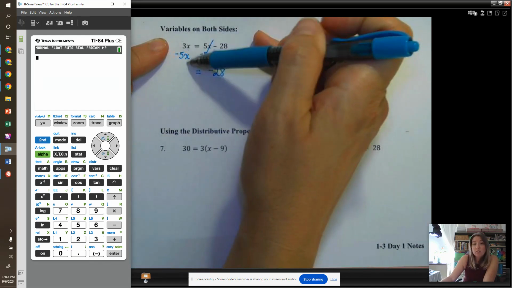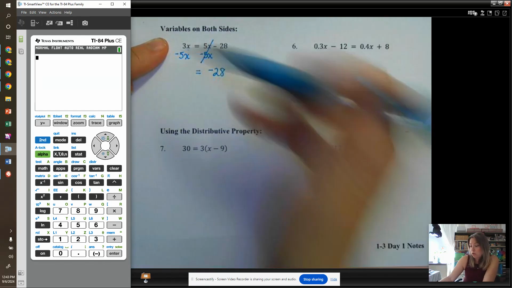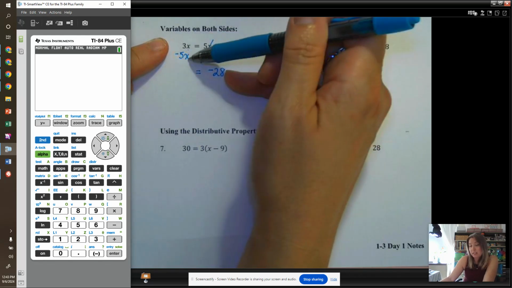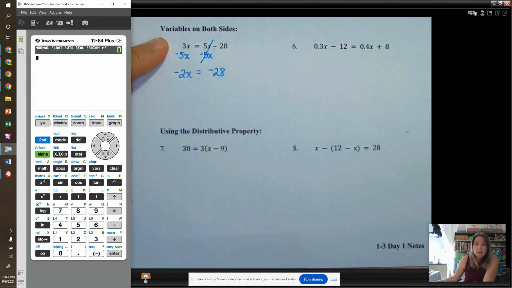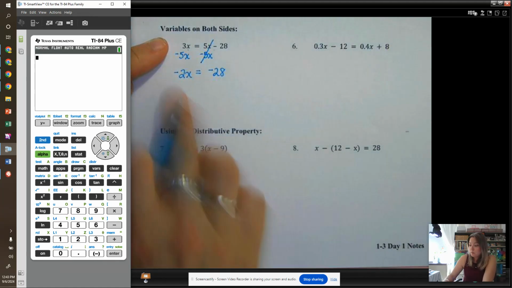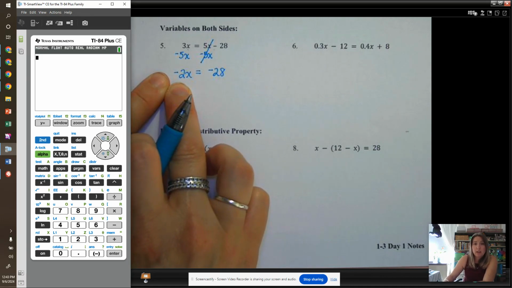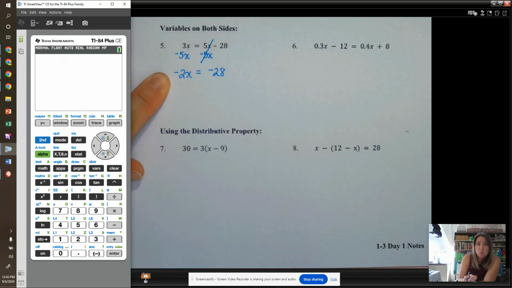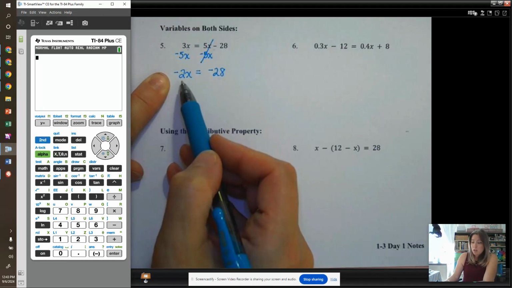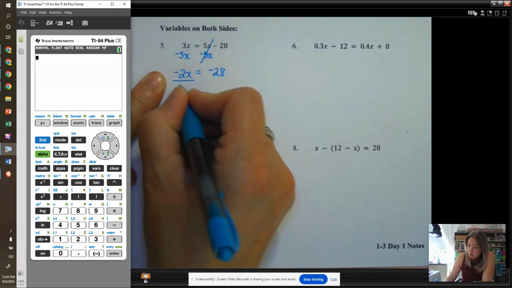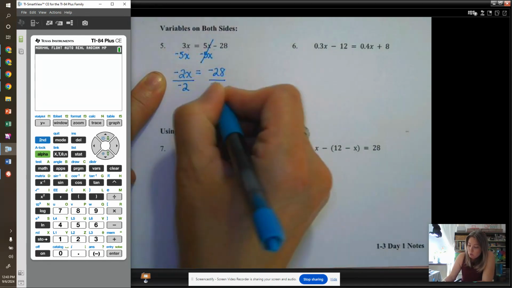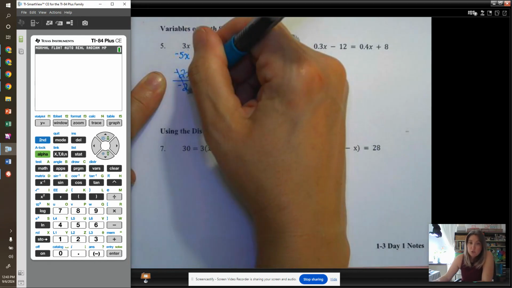Over here, these are like terms, so we combine them. 3x's minus 5x's gives me negative 2x's. Okay, how is the negative 2 attached to the x? All the x's are together on one side of the equal sign. All the numbers are together on the other side of the equal sign. Inverse operations. The inverse of multiplying by negative 2 is to divide by negative 2. So I divide both sides of the equal sign by negative 2.